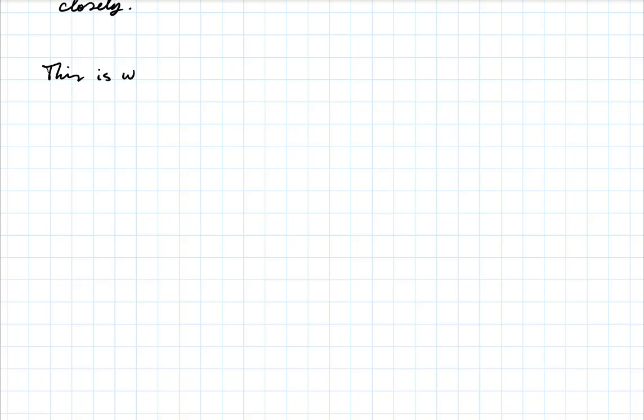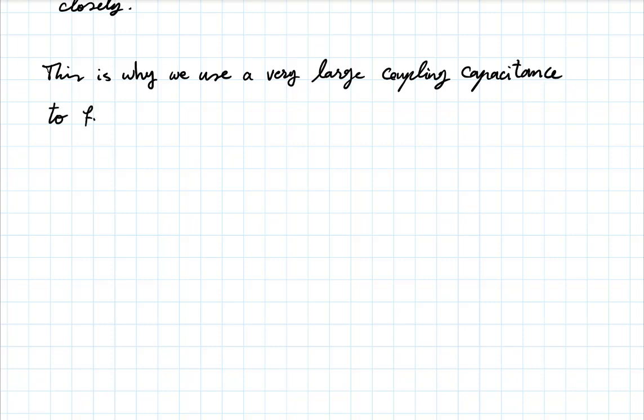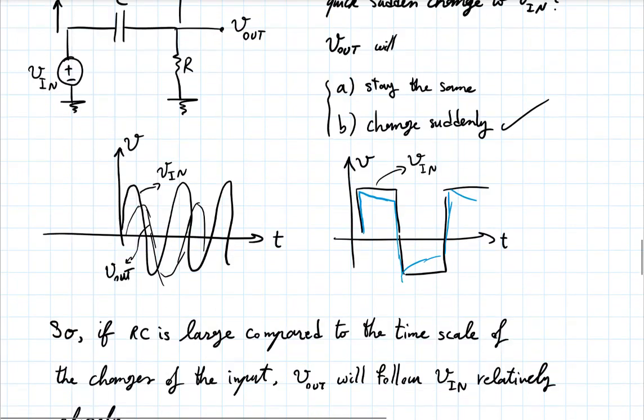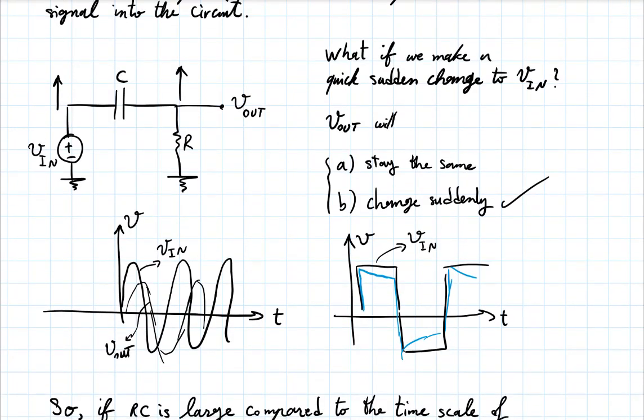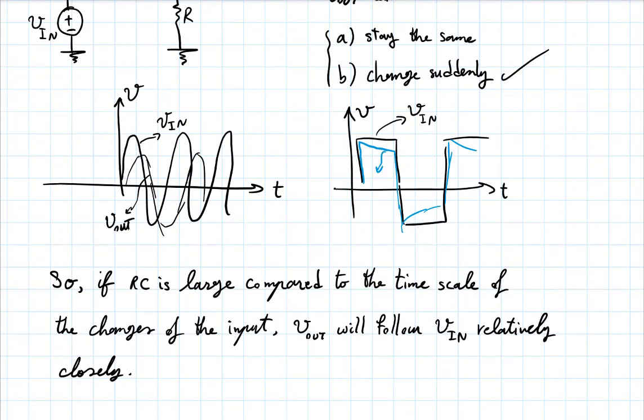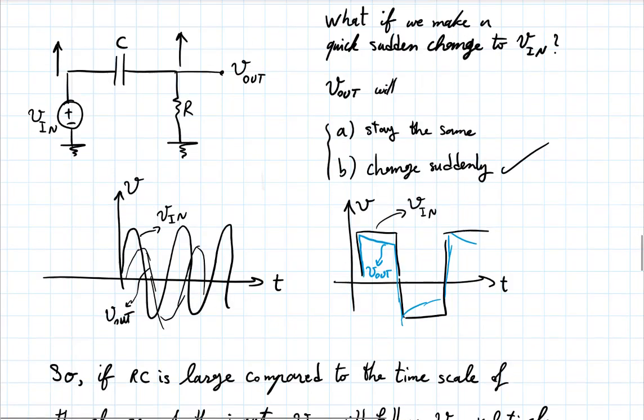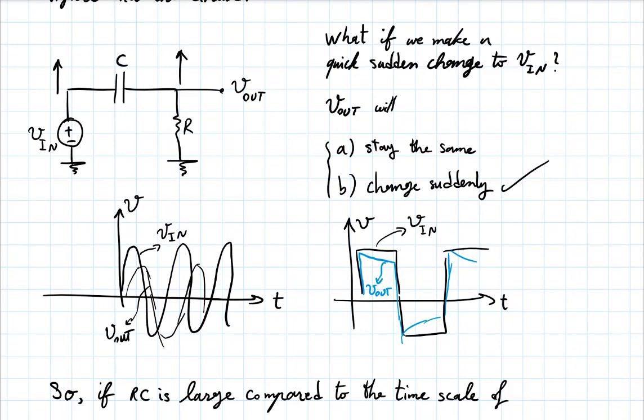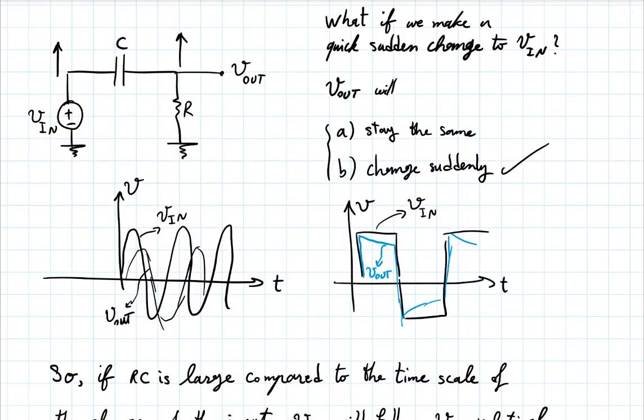This is why we use a very large coupling capacitance to feed small AC signals into the circuit. This is really the reason behind it. This was my V out. Okay. You really understand this, the basics of it, in terms of this RC behavior.